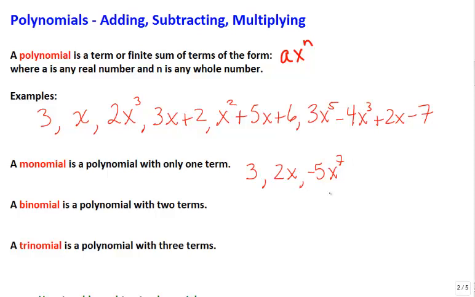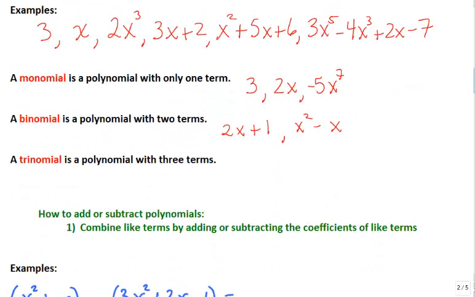A binomial is a polynomial with exactly two terms. So something like 2x plus 1 that has two terms, or maybe x squared minus x that has two terms as well. A trinomial is a polynomial with exactly three terms. So this would be something like x squared plus 5x minus 6, for example.